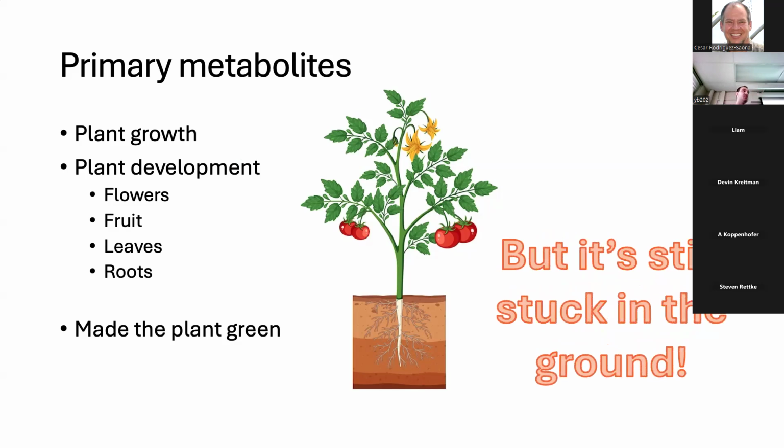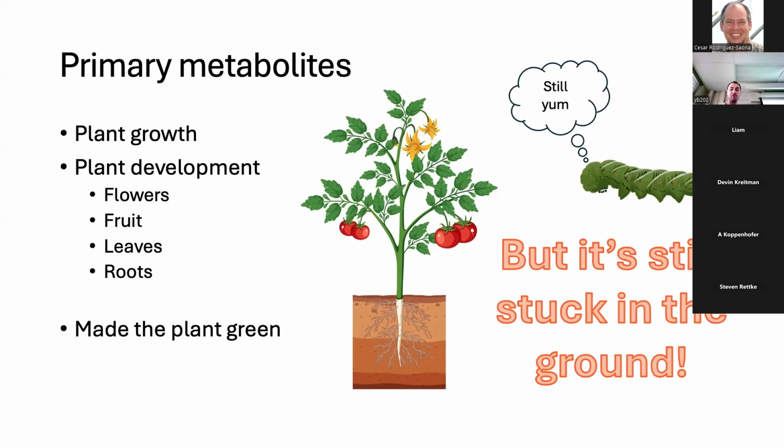But it's still stuck in the ground. So what do we do about that? If you're a plant, if you're stuck in the ground, what can you do? Anybody.